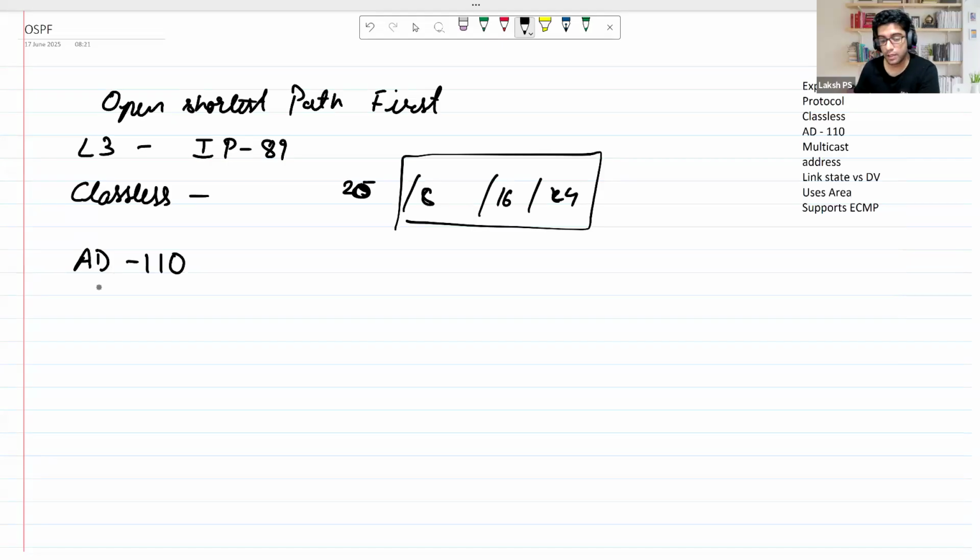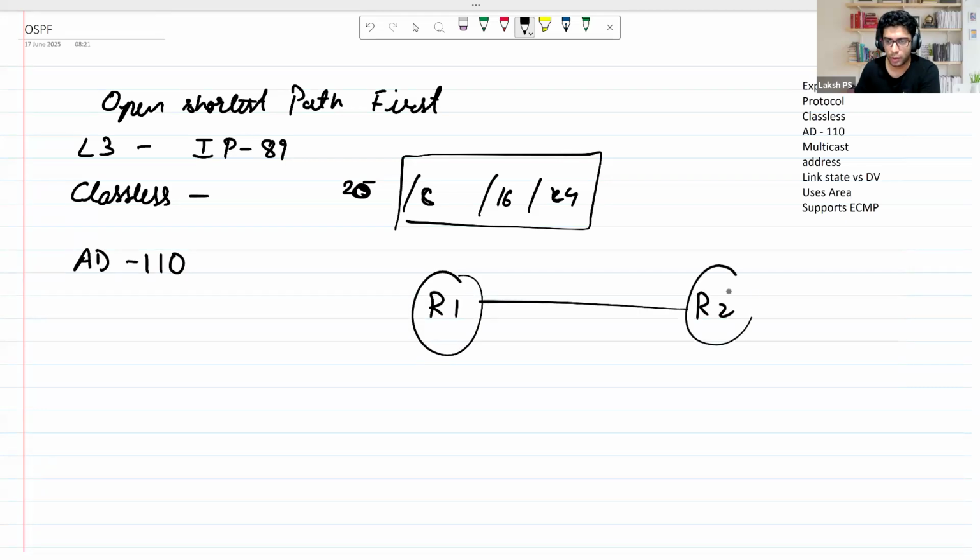And in an interview sometimes they ask what is the meaning of administrative distance. Why is administrative distance important? So, for example, let's say I have two routers, R1 and R2. And between R1 and R2, I'm running different protocols. Let's say I'm running EIGRP, I am running OSPF, and I'm running BGP. Let's say I'm running eBGP between them, between R1 and R2.